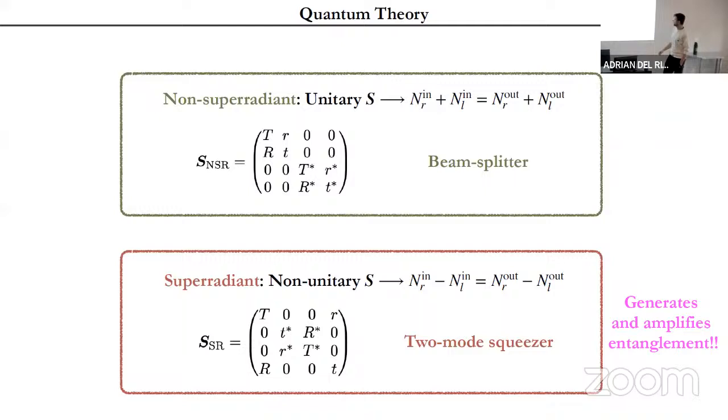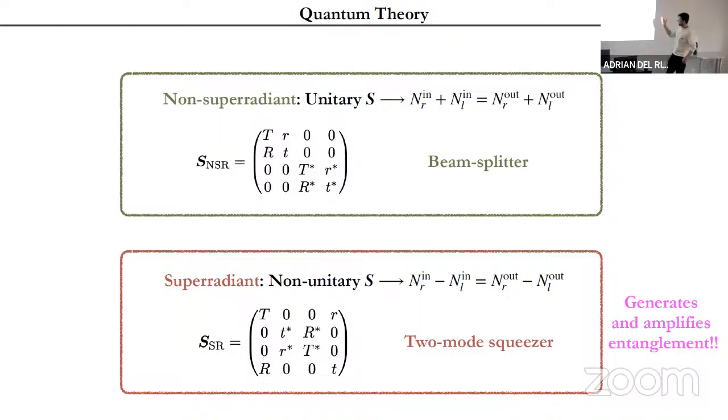So, a few technicalities about the matrices. In the non-superradiant case, unitarity implies that the total number of quanta is conserved. That means that this kind of scattering can redistribute quanta between the modes, but cannot create them. And we can see this as a beam splitter kind of transformation. This is what people in quantum optics call a beam splitter.